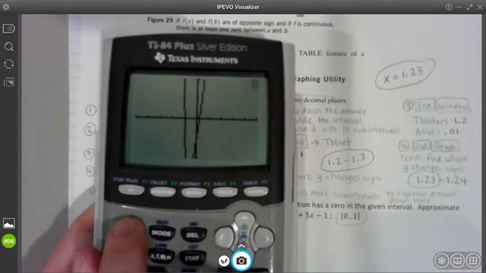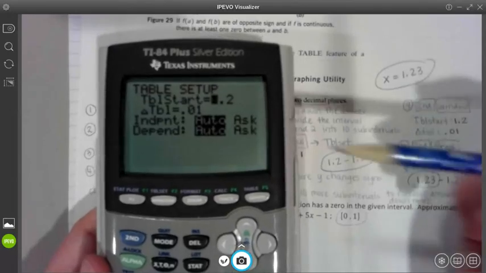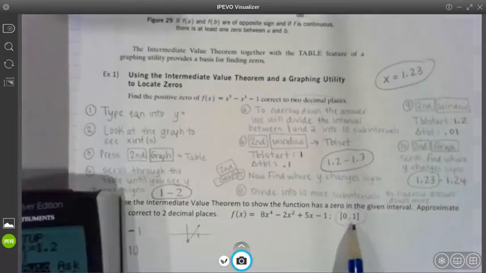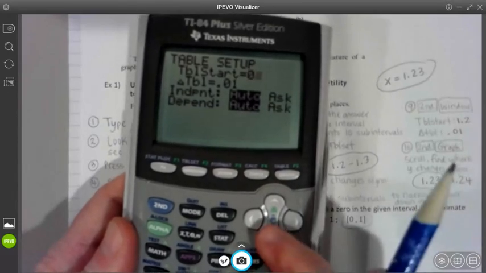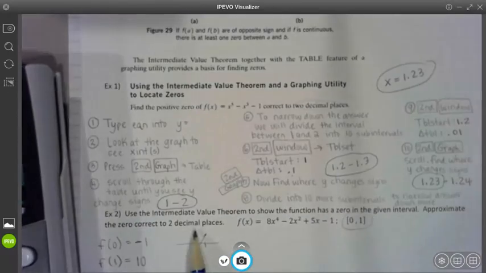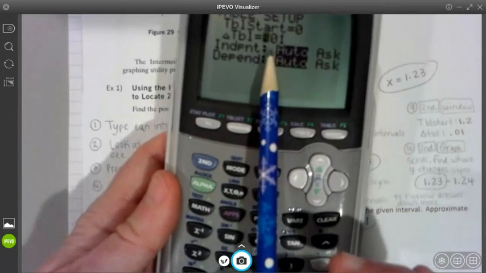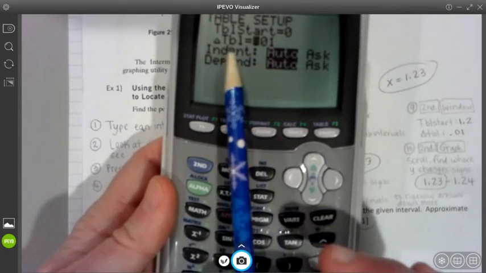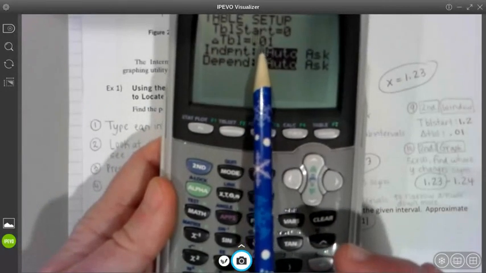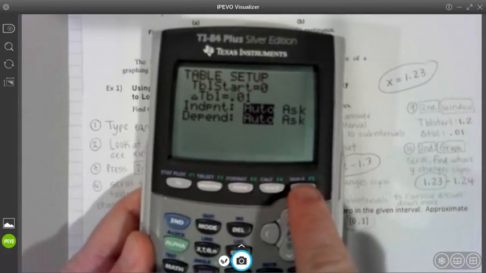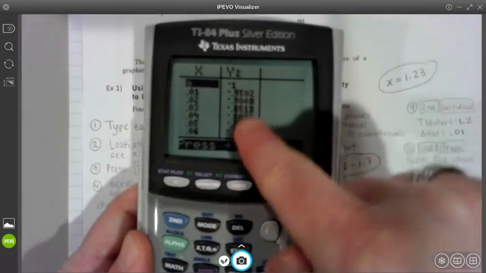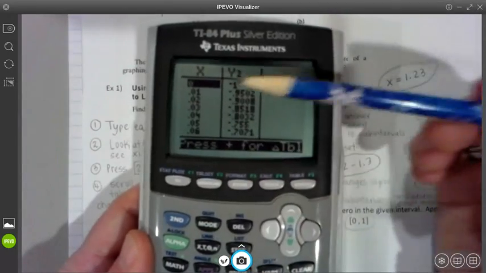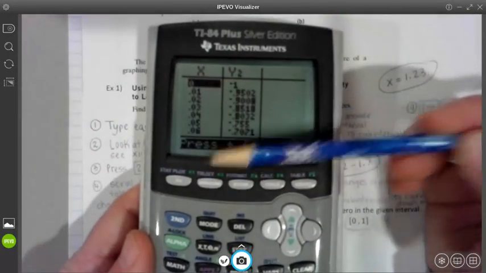So let's go to second window. Let's go to table set, right? We know it's asking us in between 0 and 1, so let's start our table at 0. And then it asked us to be correct to 2 decimal places, so let's go right to 0.01 as our delta table, as our increment, right? And we'll go right to our table now, second table, and we'll start scrolling through to find out where the y-coordinate changes signs. All right, so moving from 0 to 1, right?